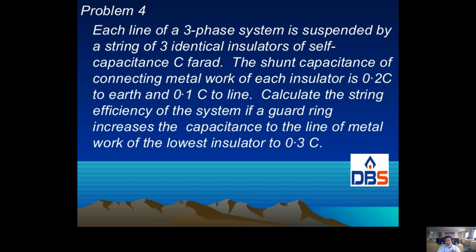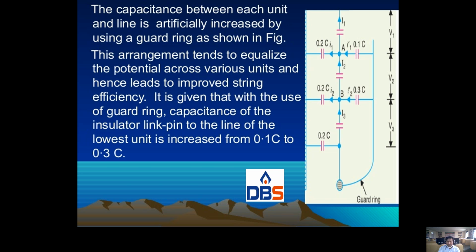So most of the time they give up to the third problems, but sometimes they give methods of improvement, that is the guard ring method. So the capacitance between each unit and line is artificially increased by using a guard ring as shown in the figure. We are utilizing a guard ring, so we have to increase it. First one they gave 0.1 C and second one they gave 0.3 C. And this one is 0.2 C, they have given clearly.